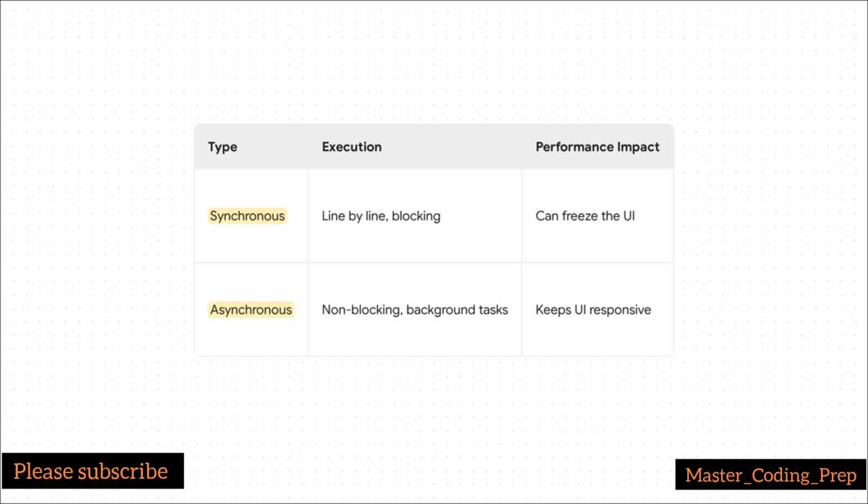But what happens if one of those lines is a really slow task, like a network request? Well, the entire user interface just freezes. It's a terrible experience. The solution is asynchronous code. It lets those long tasks run in the background, which keeps your UI responsive and your users happy.